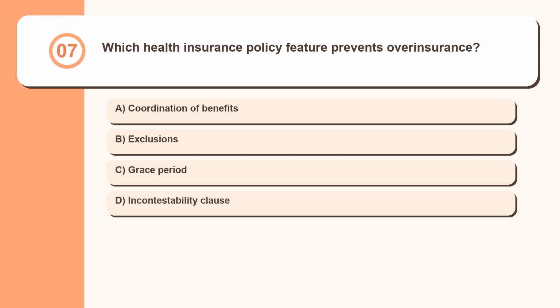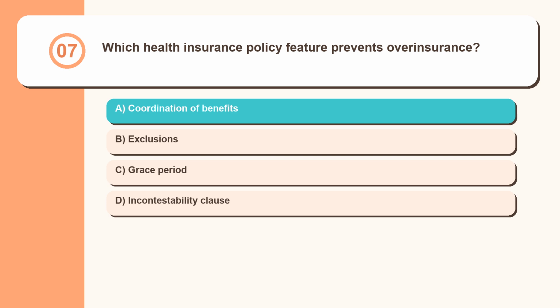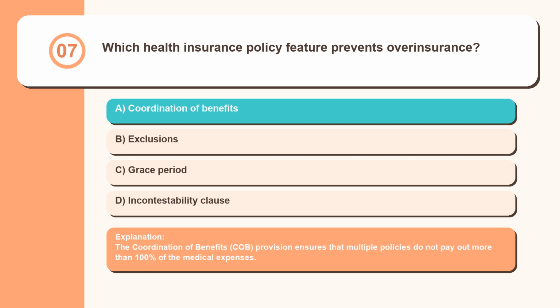Question 7. Which health insurance policy feature prevents overinsurance? Coordination of benefits, exclusions, grace period, incontestability clause. The coordination of benefits, COB, provision ensures that multiple policies do not pay out more than 100% of the medical expenses.